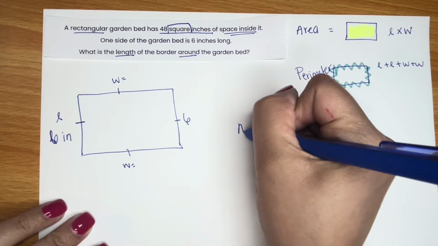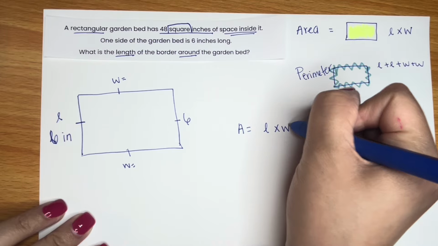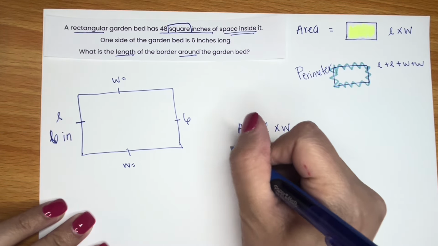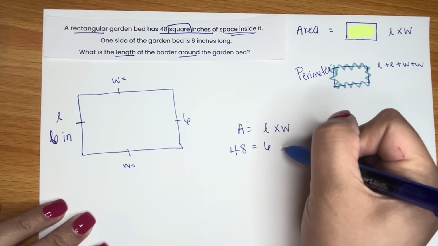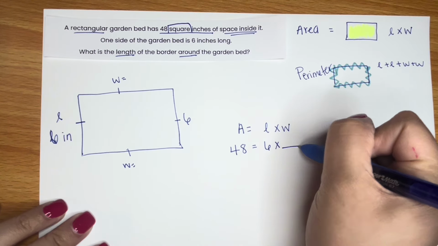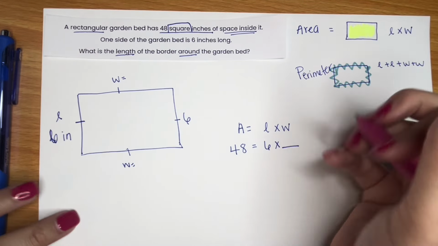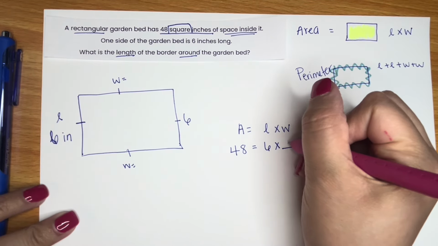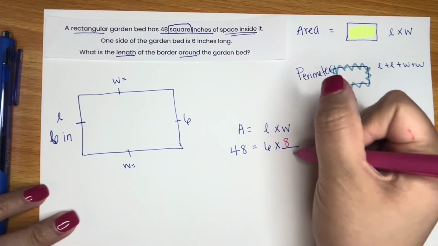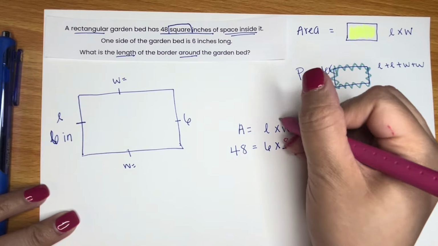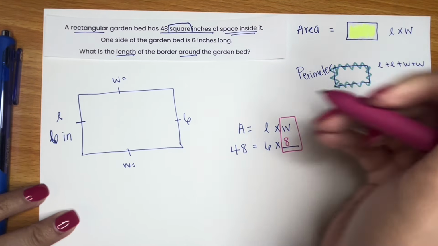So I know they found the area first, and area is length times width. The area was 48. Now I know one side was 6, but I don't know what they multiplied. So I could do my 6 times tables, right? And I would get to 6 times 8 equals 48. So now I know my width has to equal what? 8.